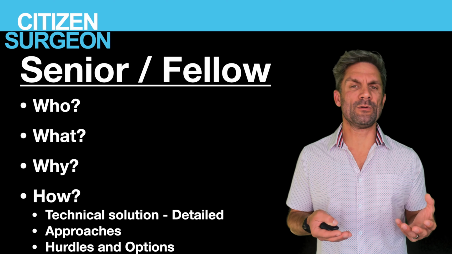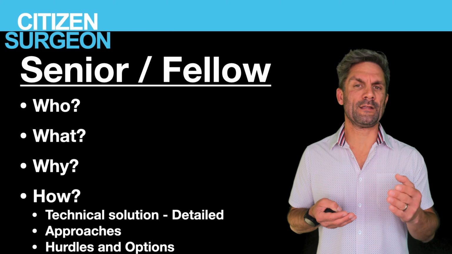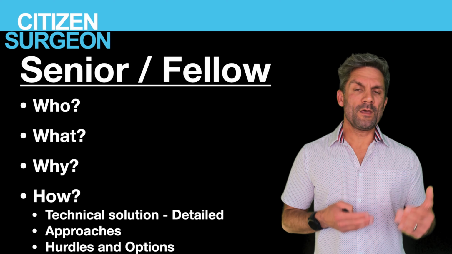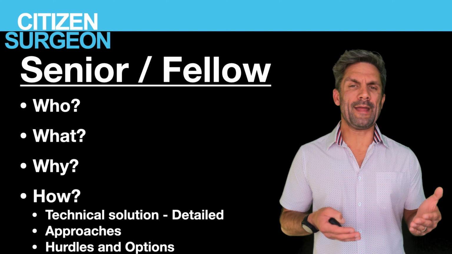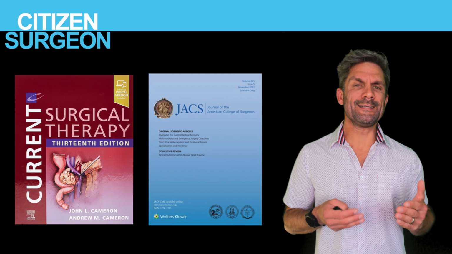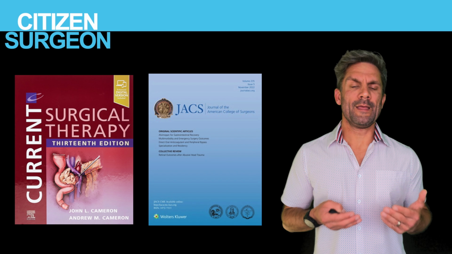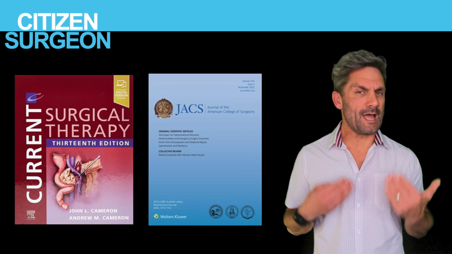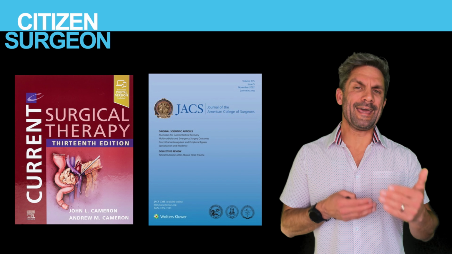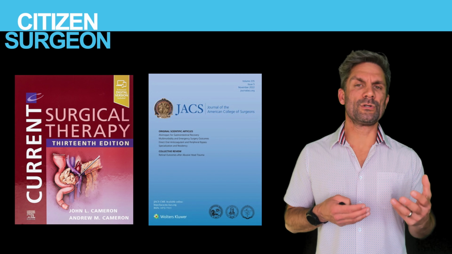And I'll always ask my senior residents, so what are all of these other things that you have to consider for this particular operation? Now, what resources are good for the senior resident? Well, for general surgery, I think Cameron's is a fantastic book. Coming from Johns Hopkins, this is almost a how we do it. I talked about this in my favorite books in surgery, but it's not a book for the intern. It's not really a book for the junior resident. This is a book to get an idea of how a particular institution manages surgical disease.